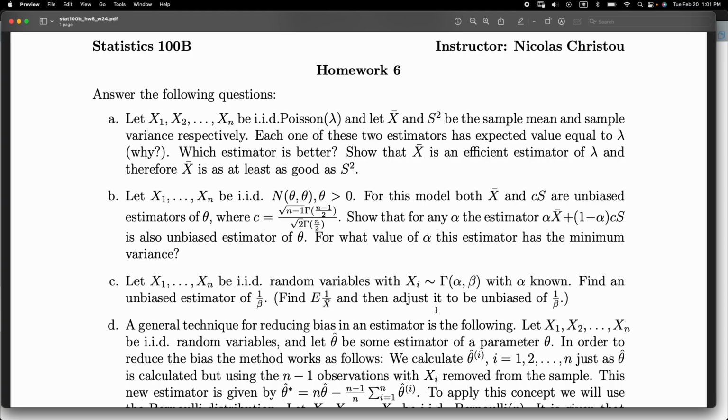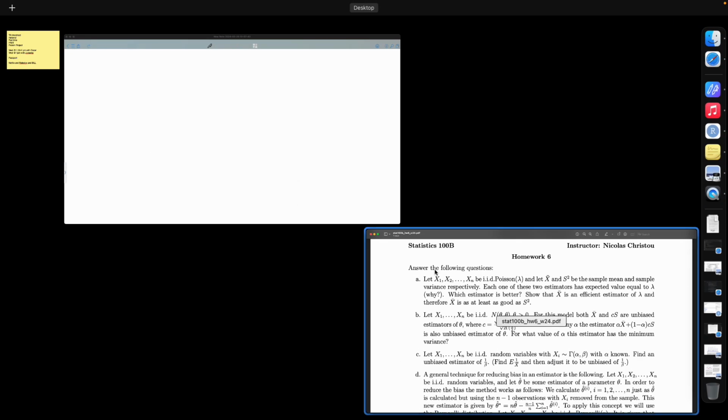Show that for any alpha, the estimator alpha x bar plus 1 minus alpha times c s is also an unbiased estimator for theta. And then for what value of alpha does this estimator achieve the minimum variance? So there are two parts: one is to show that it's unbiased, and then find alpha such that it has the minimum variance. Let's start from part B.